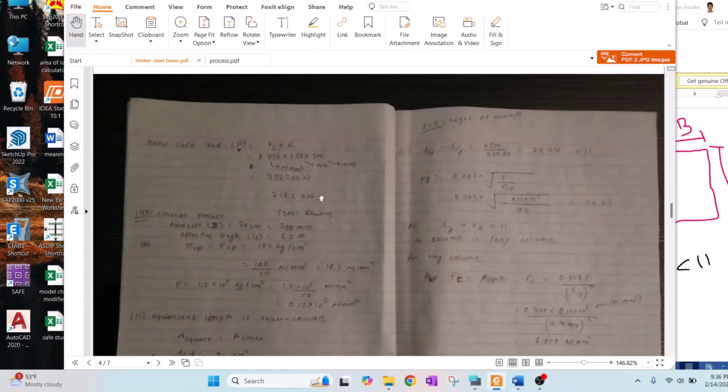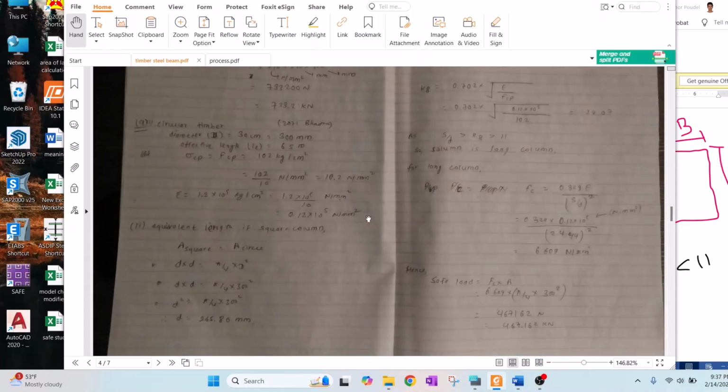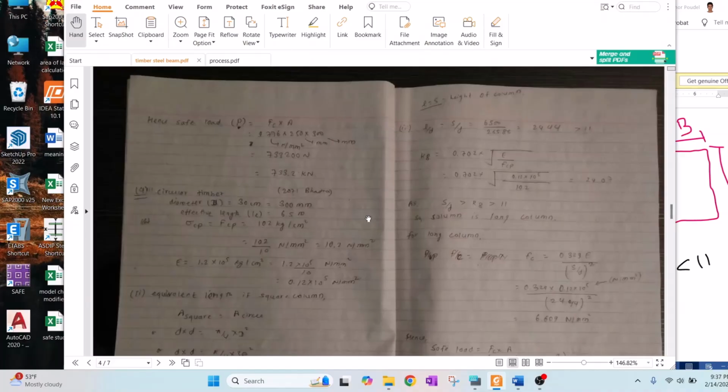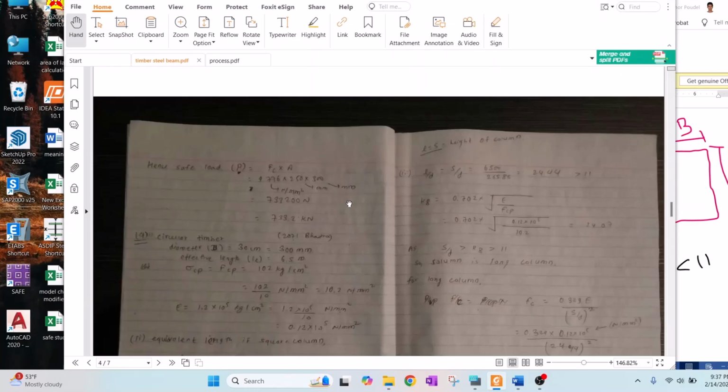So we get the value of safe load in newton, and then we divide it by 1000 to get the value in kilonewton. So the safe load capacity or safe load value of that particular column is 733.2 kilonewton. Okay, so in this way you can calculate the safe load capacity of the section. That is for a rectangular or square column.